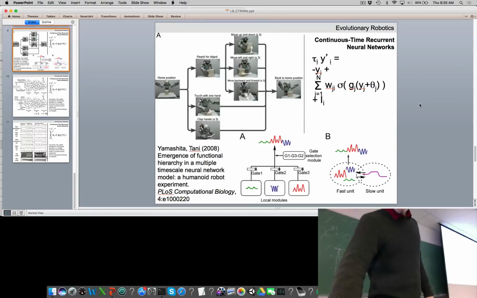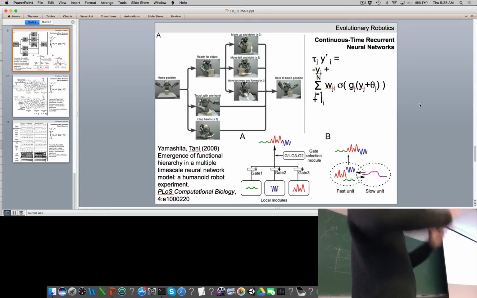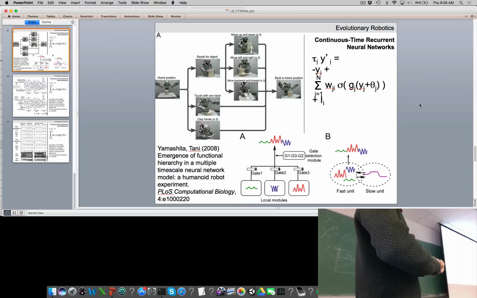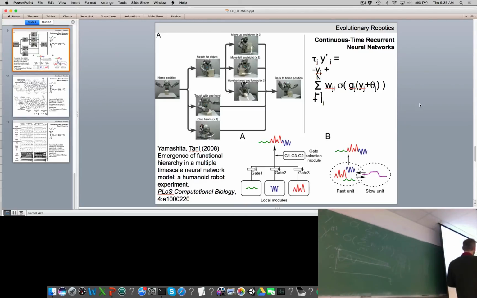Okay. All right, so we've got 10 minutes left. I'm going to just talk very briefly about this particular experiment carried out in 2008. It's a pretty sophisticated experiment. So again, if you don't get all the details, that's fine. This is really more for the graduate students in the class today. But I think you'll follow the basic intuition. This project was about trying to create a robot that could exhibit functional hierarchy.